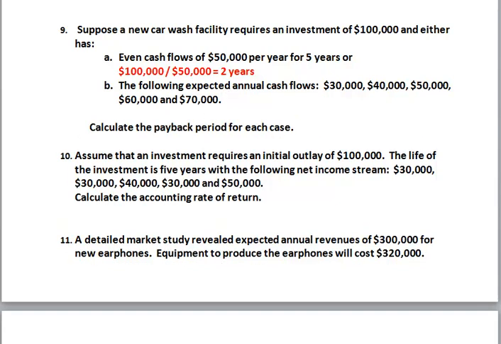For B, this is where we have to look at it in a little bit more detail. Remember, our goal is to get up to $100,000. So in year 1, I'm getting $30,000. In year 2, I get another $40,000. So basically, after 2 full years, I have $70,000. Okay? So I have $70,000 after 2 years. And I still need $30,000 from year 3.